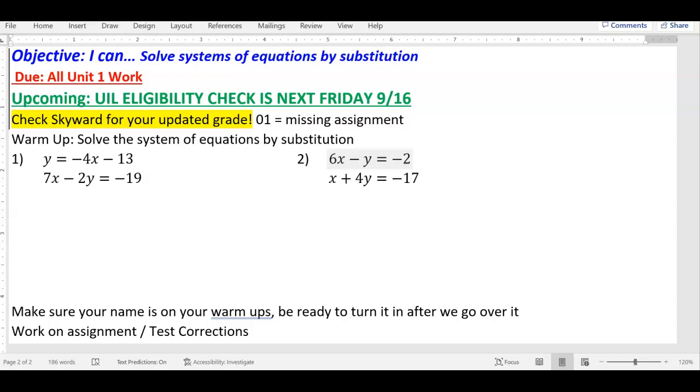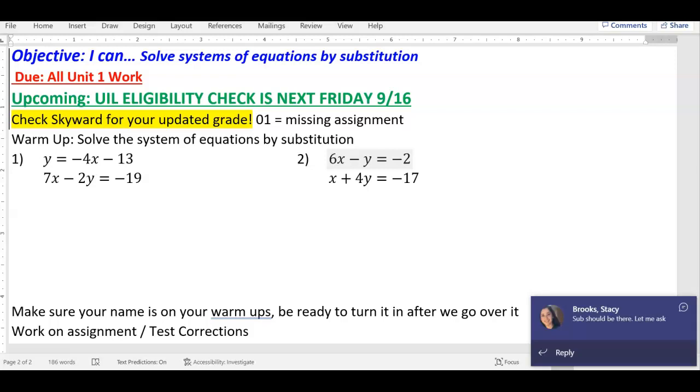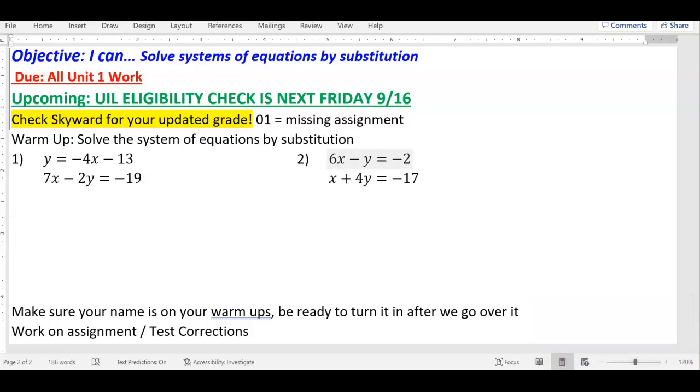Friday. Now, is anybody in a sport or dance or something that's UIL by chance? Because the grade check is next Friday, so you just want to make sure you're in the good green graces of passing or whatever. Okay. So, but they're not. Okay.